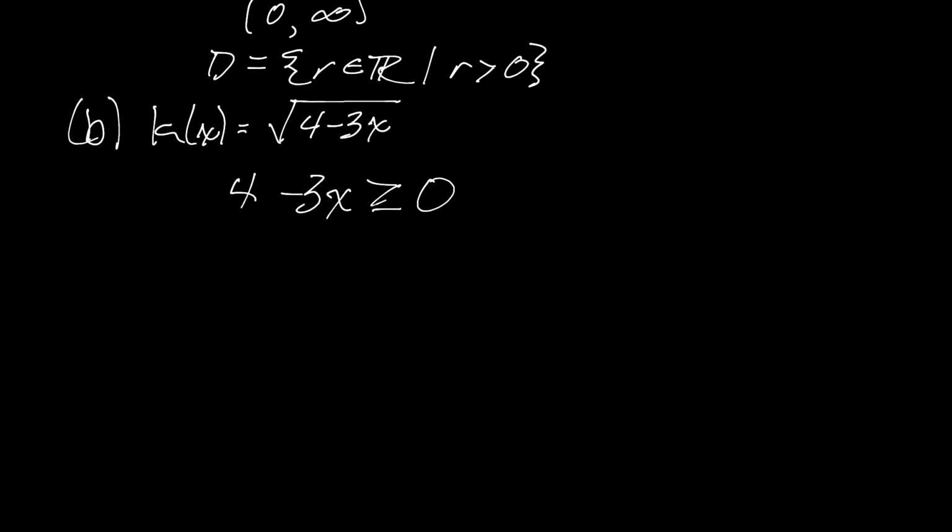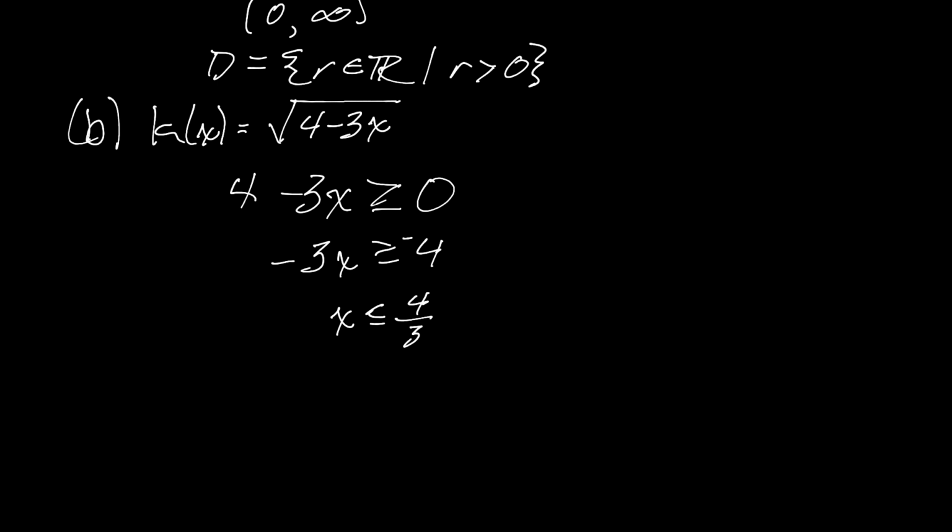So what we would do here is solve this for x. I'll subtract 4 on each side, and then divide both sides by -3. So, be careful here. -4 divided by -3 gives you 4/3. But because we divided by a negative, we have to reverse the inequality symbol. So that ends up being a less than or equal to.